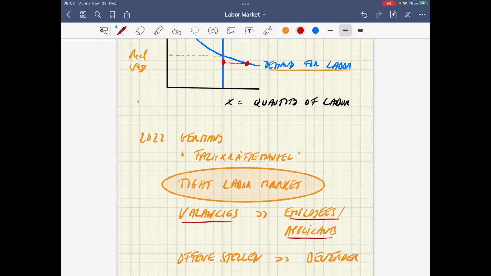So in Germany, we talk about 1.9 million vacancies in 2022. And in the US, it's also an enormous amount. It hasn't been the case now for decades. This is a new phenomenon.